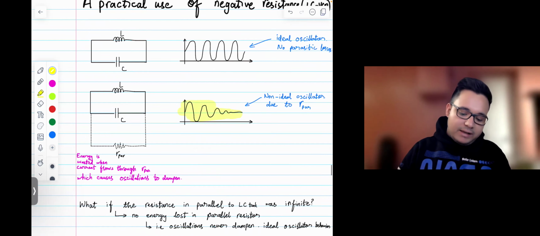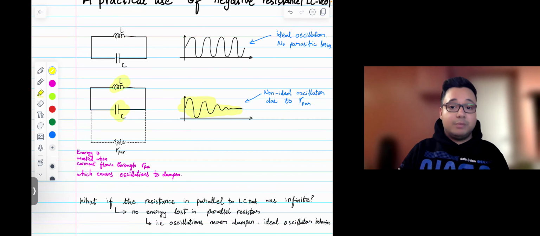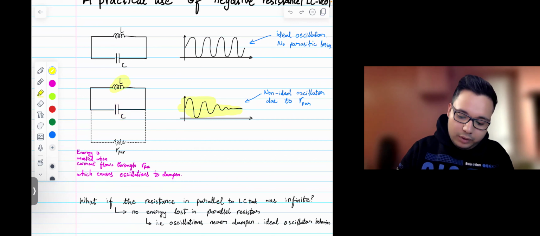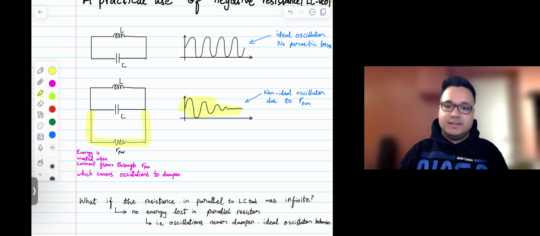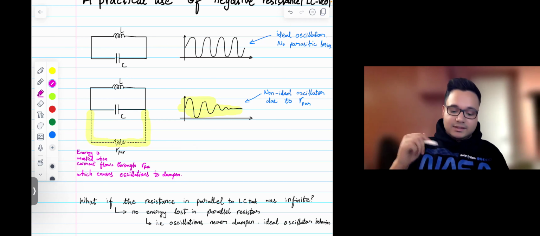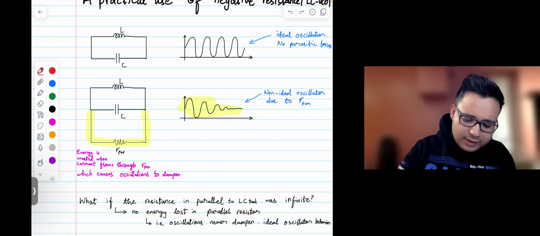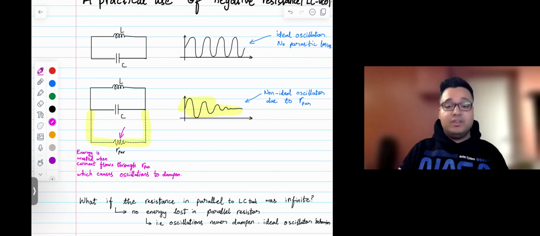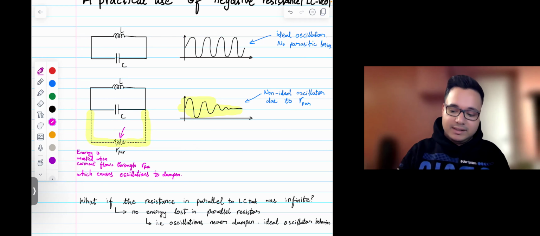And the reason for that is this L and C in real life is not perfect. In reality, what we will find is that there's this parasitic resistance, which appears in parallel to the LC tank. And this is not an intentional resistance. This is not a resistance that is part of the schematic. This is a resistance that's just there when we realize an LC tank.